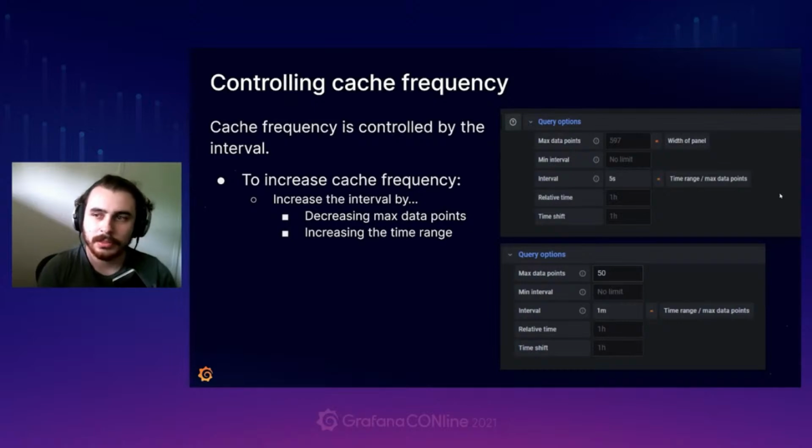So in the top example, I would be sending a cache response and fetching a new one every 5 seconds. Whereas in the bottom example, I've decreased my max data points to 50, meaning I will see fewer points on the graph. However, because my interval is 1 minute, they will be stored for an entire minute before a new request is sent to get more fresh data. This can be especially useful for expensive queries that you really don't want to send more than once every minute or every 5 minutes.